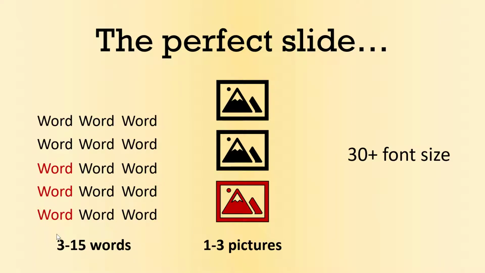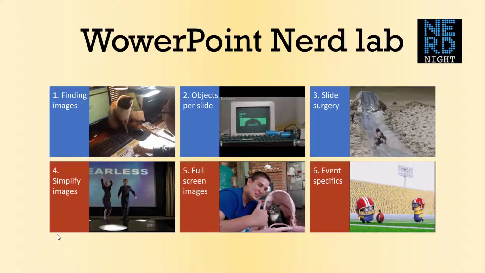Try to go for images and anywhere between 1 to 3, not more than 3, and a minimum font size of 30 as well. Because otherwise, people in the back of the room might not be able to see, and what's the point in taking the risk? All right, so we're going to cover 6 sections.